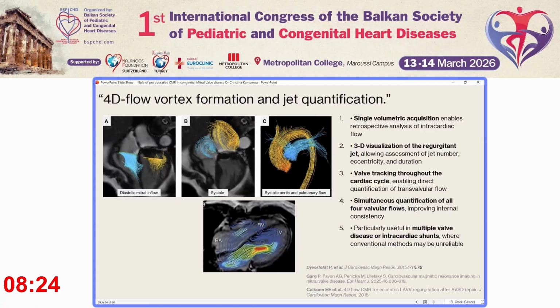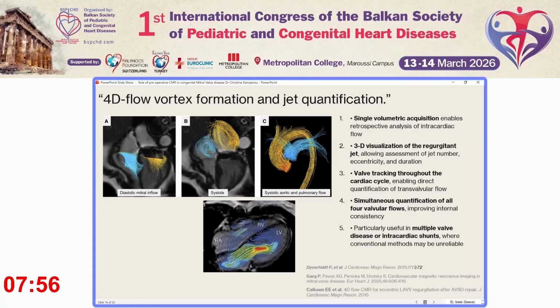Unlike conventional phase contrast imaging, it measures blood velocity in all three spatial directions over time, allowing comprehensive visualization of intracardiac flow patterns. This makes it particularly useful in congenital mitral valve disease, where regurgitant jets are often eccentric or multiple. A key advantage is retrospective plane reorientation after acquisition.